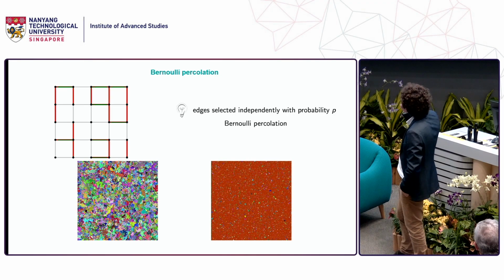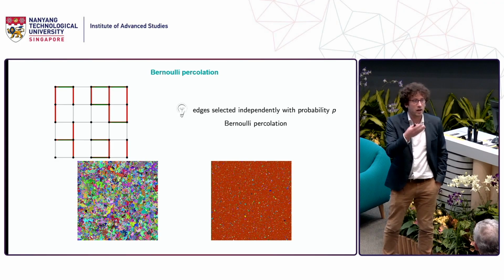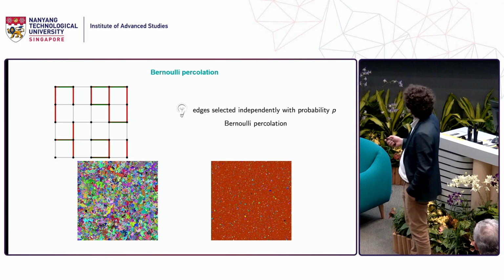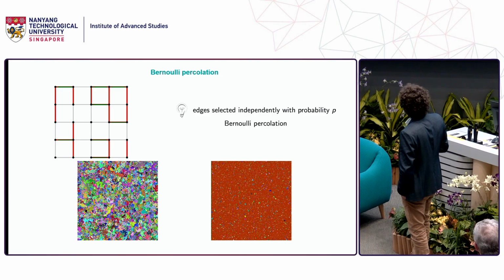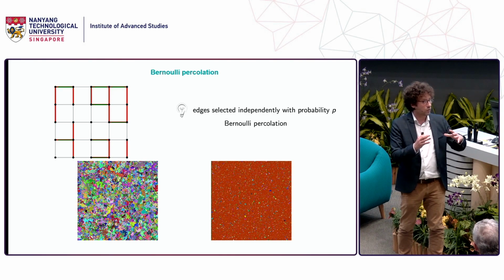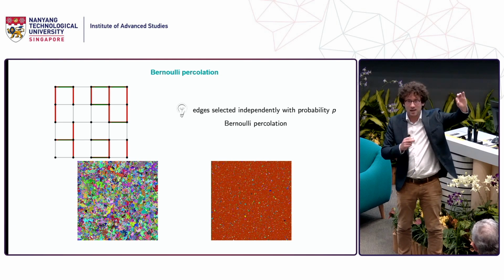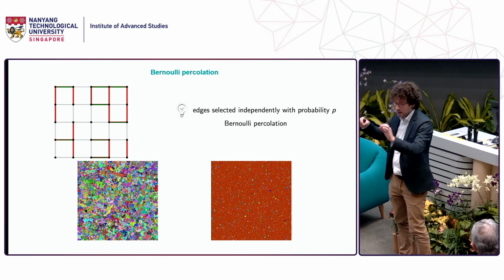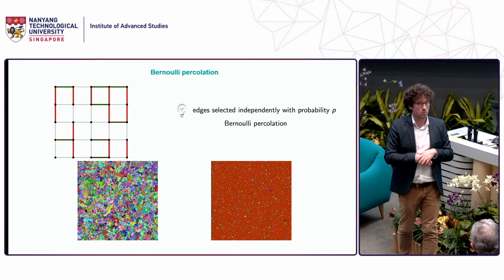And just to tell you immediately how rich the system is, these are 2 simulations. Here what I did is that I colored the connected components of your graph, meaning two points are colored in the same way if there is a red path between the 2.